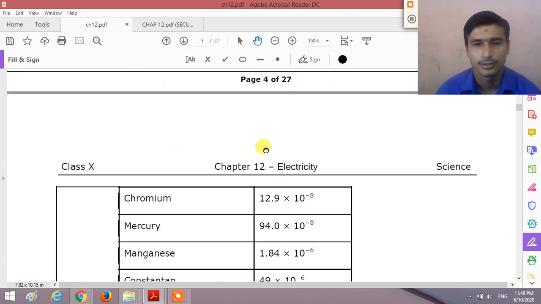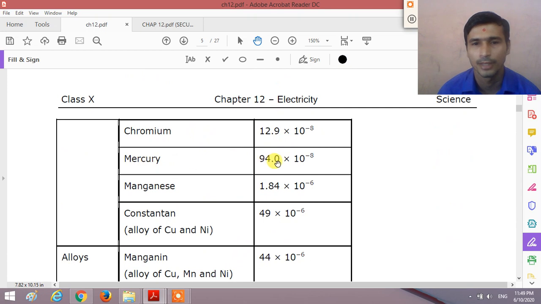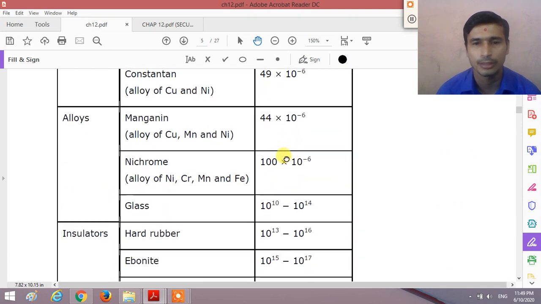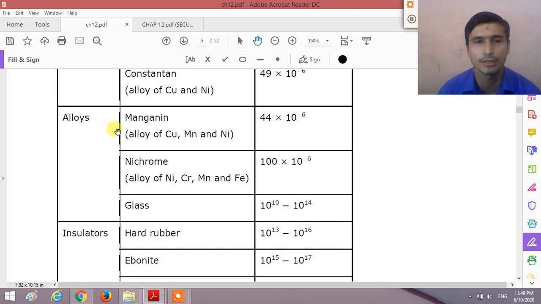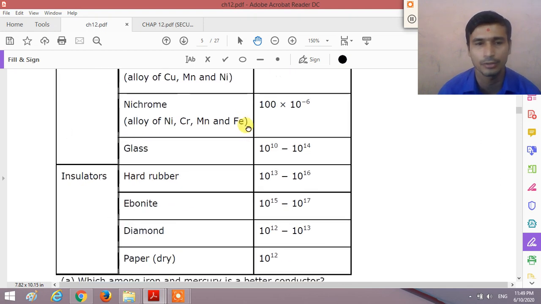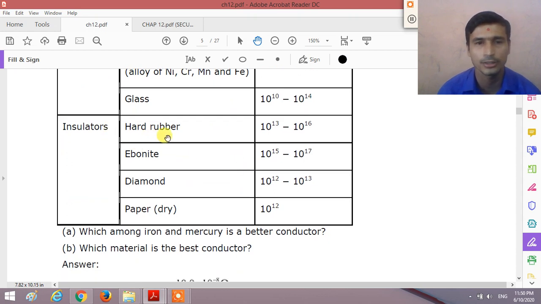Then the resistivity of chromium, mercury, manganese, constantan, that is an alloy of Cu and nickel, is given to you. Some resistivity of some alloys is also given. Manganin is a mixture, an alloy of copper, manganese and nickel. Nichrome is a mixture of nickel, chromium, manganese and iron. And glass. So the resistivity of some alloys is given to you. And the resistivity of insulators, hard rubber, ebonite, diamond, paper, is also given.